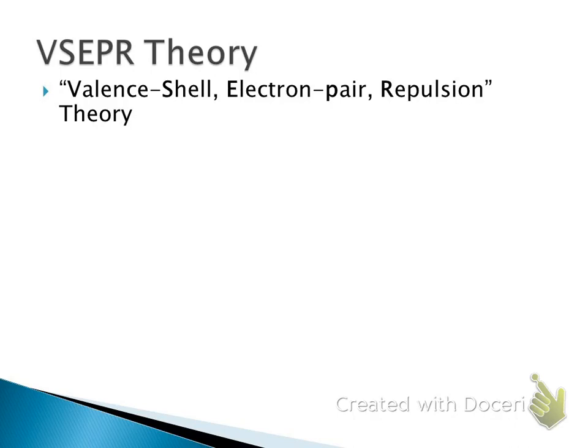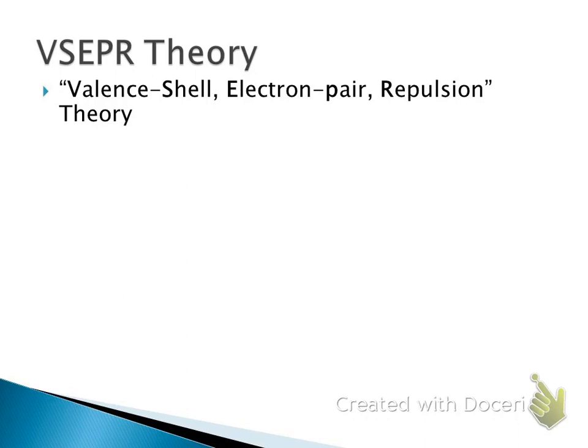Valence-Shell, Electron-pair, Repulsion. Let's try to break that down into plainer terms. What do you think in general that means? What does Valence-Shell mean? The outermost, right? And those are the only electrons that bond. Inner shell electrons do not bond because it's full octets. Too much work, right? The only electrons that bond are the valence shell electrons. So valence shell means we're talking about the outermost shell.